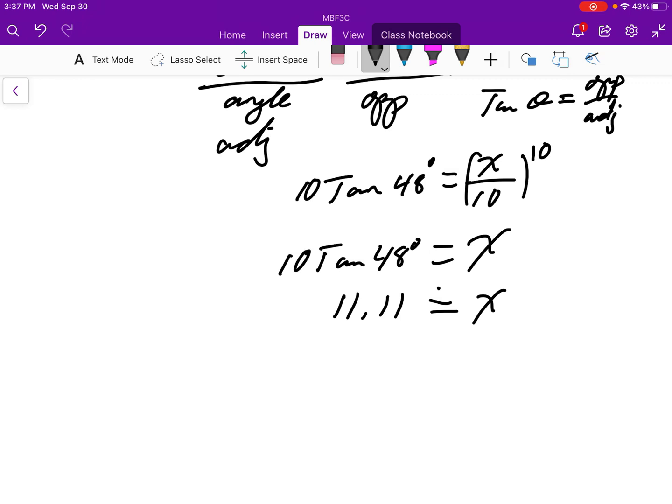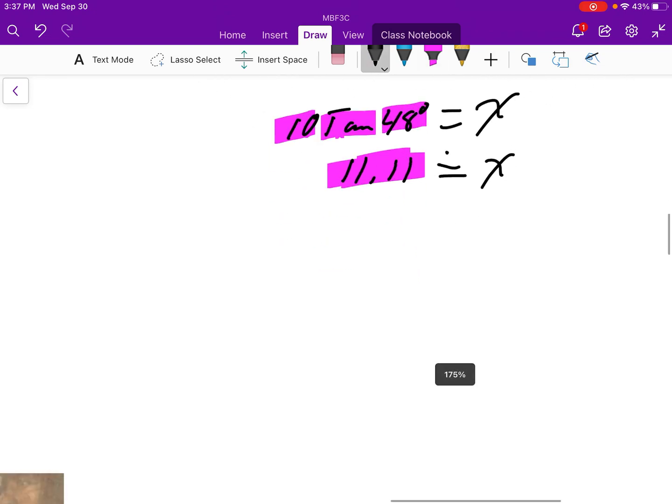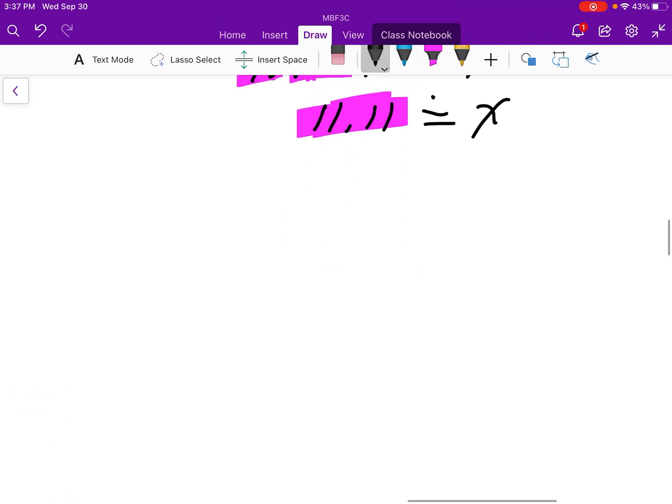Sometimes, in some calculators, if you're not getting that answer, you need to go backwards on your calculator. You need to put in the 48 first, then press tan, and it'll give you some decimal answer, and then multiply by 10, and then you'll end up with 11.11 in this one as well. Okay, that's the idea. I'll show you one more, and that should be enough for the video to get a good idea.